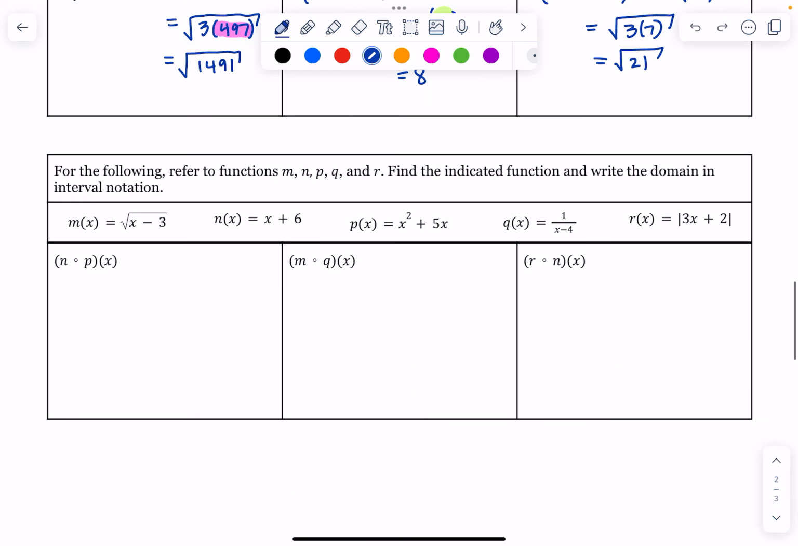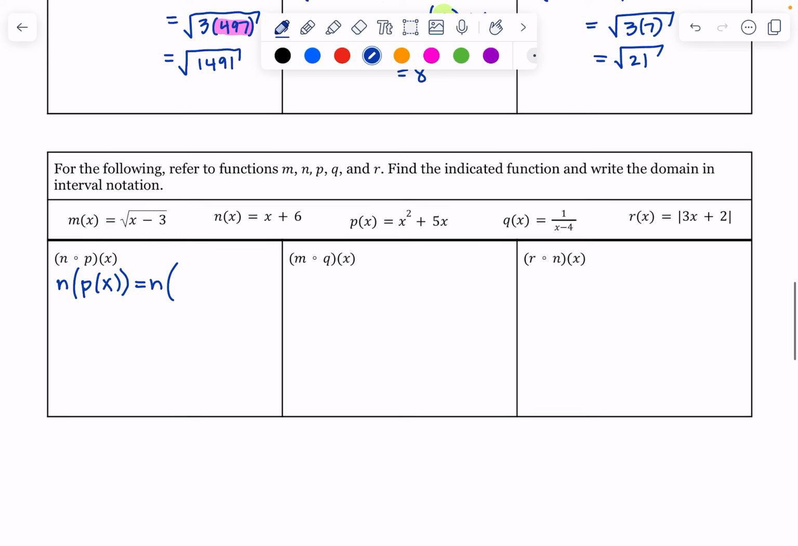Okay, so the first one we have n of p of x, or that would be n of x squared plus 5x, because that's p, okay? And when I plug that into n, I'm going to take p and put it for the x. So what that looks like is I'm going to have x squared plus 5x, and then plus 6.